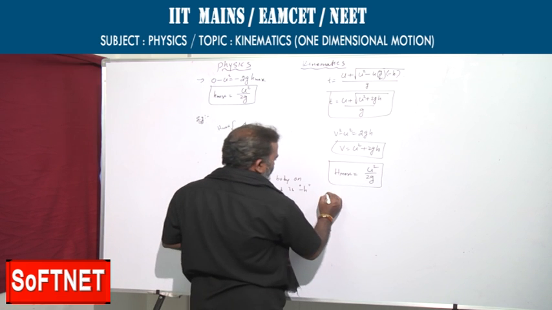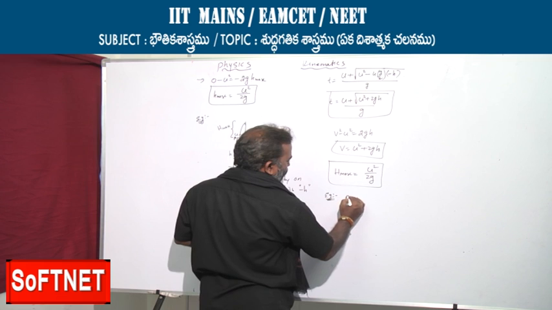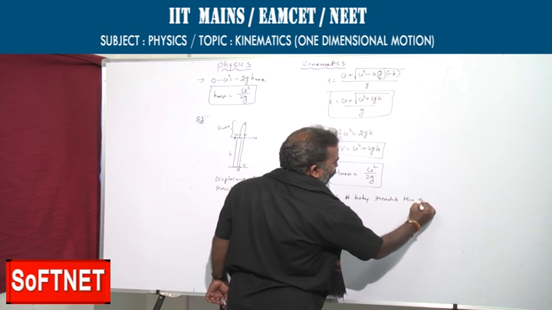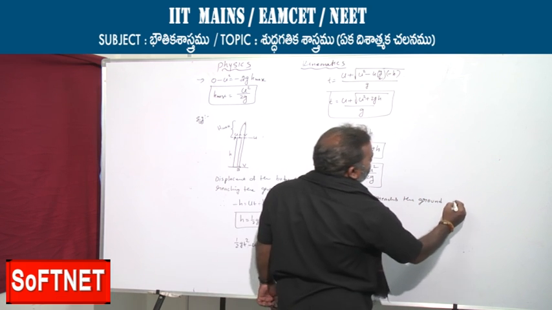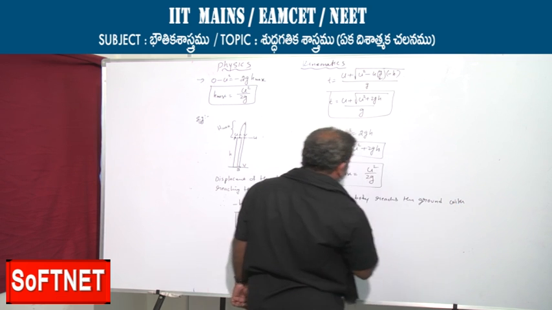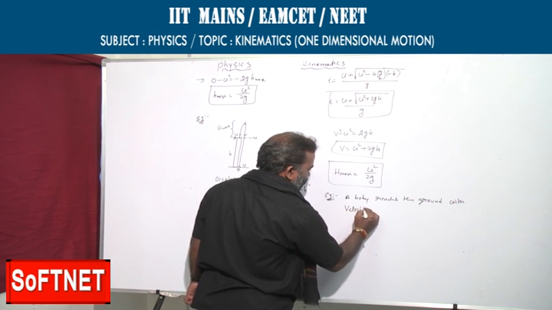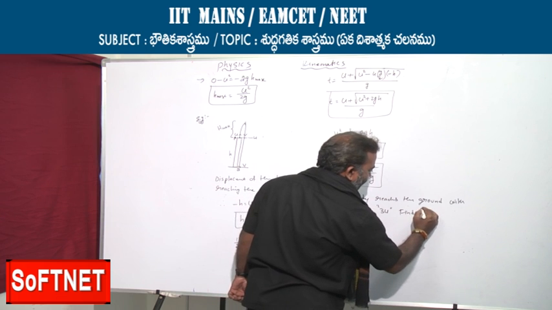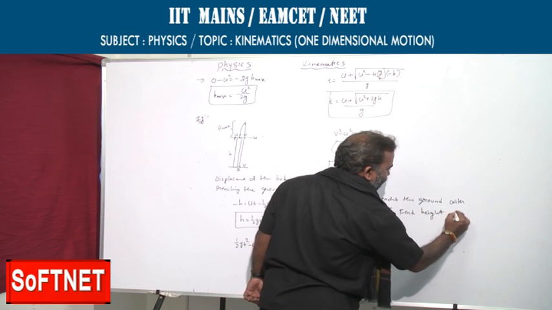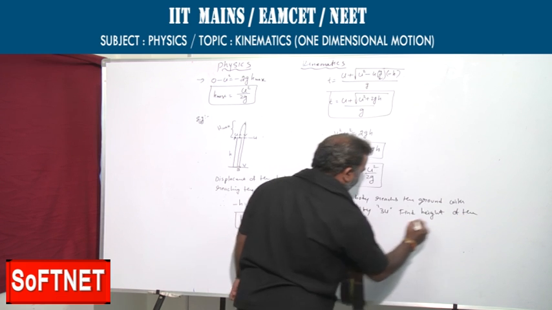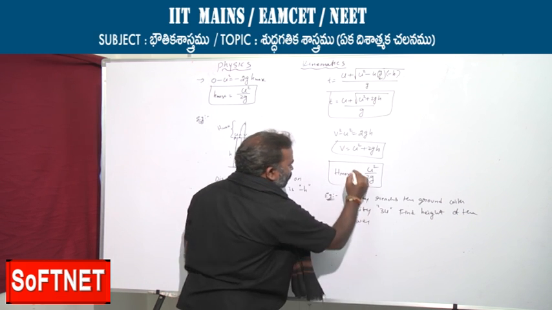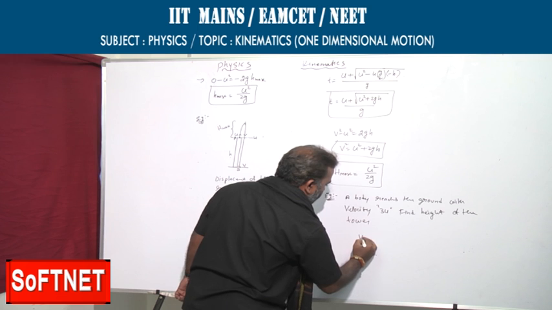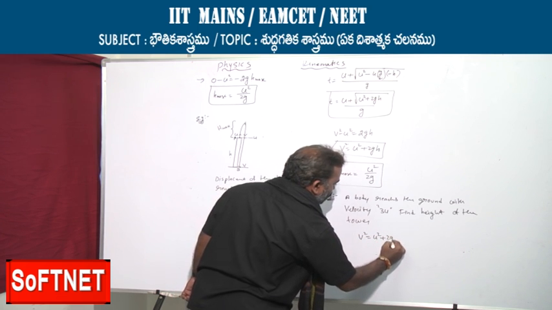For example, if a body reaches the ground with velocity 3u, find the height of the tower. So what will we get as the height of the tower? We will apply the equation, v square equals u square plus 2gh.